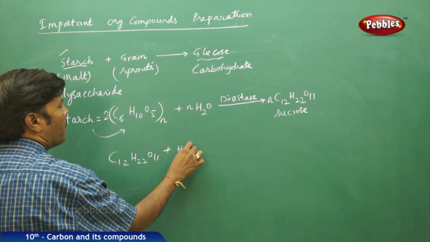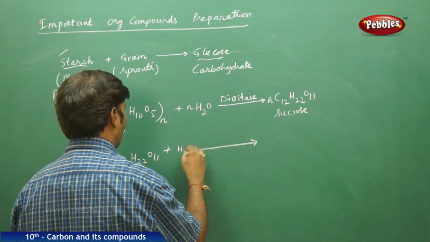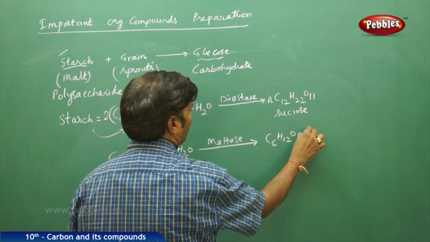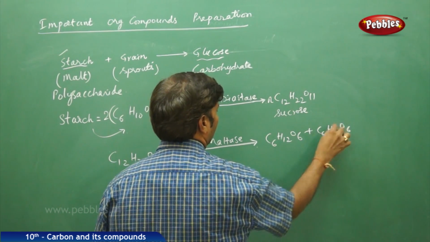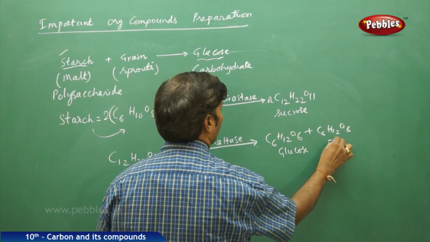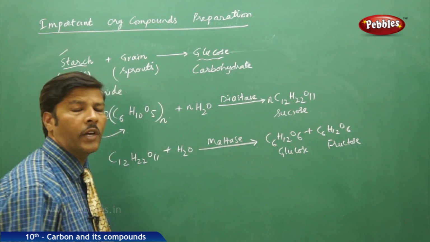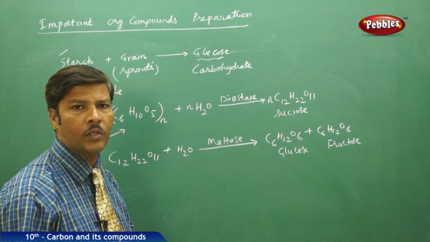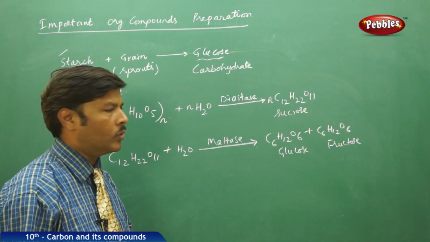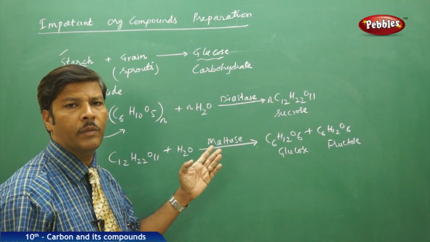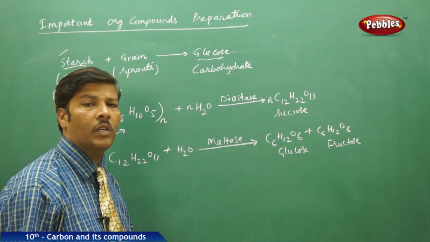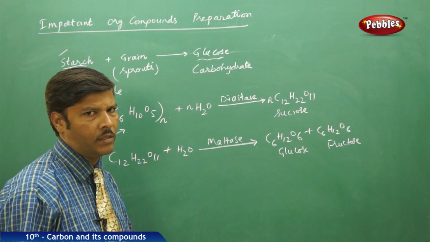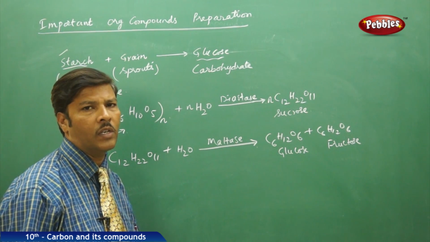Take that sucrose, C12H22O11, and again subject it to hydrolysis in the presence of maltase. You get C6H12O6 plus C6H12O6, that is glucose plus fructose. Glucose and fructose have the same molecular formula, but they differ in the functional group, so their properties also differ. If you go to the structural representation, they differ in functional groups, so they have different characteristic tests. Both glucose and fructose are functional isomers of each other.